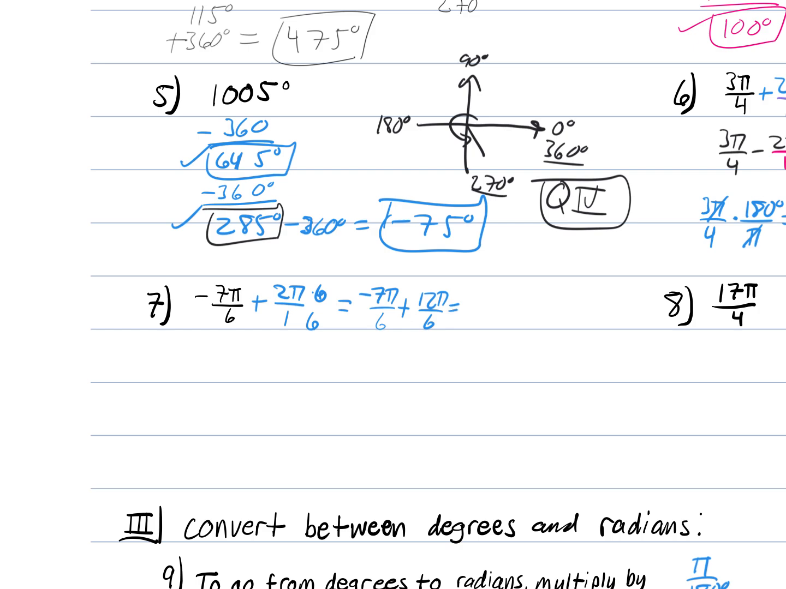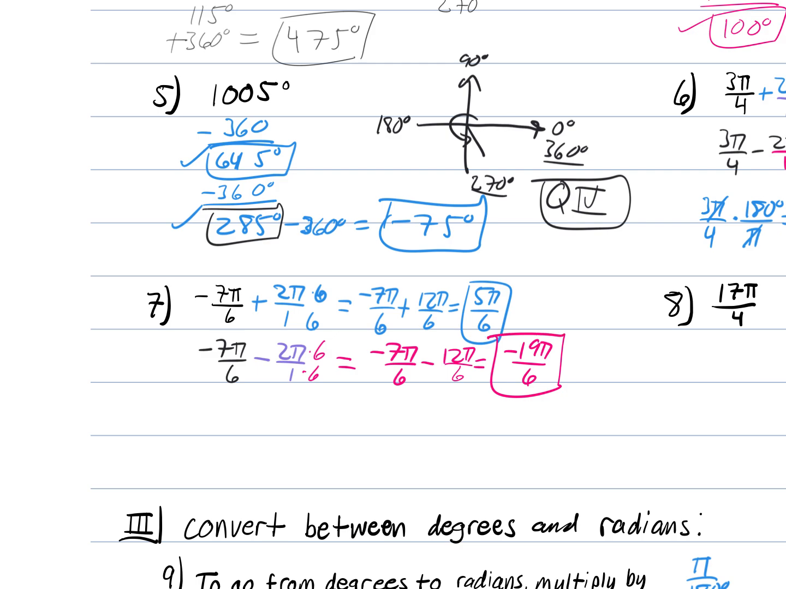And then from here, you can just add straight across, right? So negative 7 pi plus 12 pi is going to get you 5 pi over 6. And that is a valid positive coterminal angle, right? To find a negative coterminal angle, I'm going to take my original negative angle and I'm going to take away 2 pi. So minus 2 pi, again, write that over 1 and then find a common denominator. So multiply the top and the bottom by 6. And then we get negative 7 pi over 6 minus 12 pi over 6 equals negative 19 pi over 6.